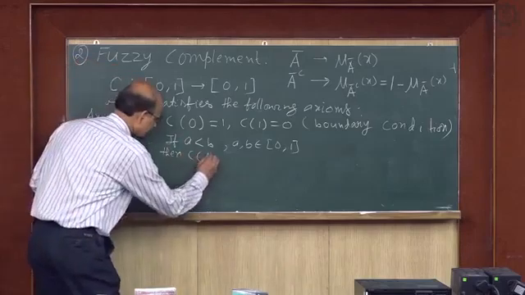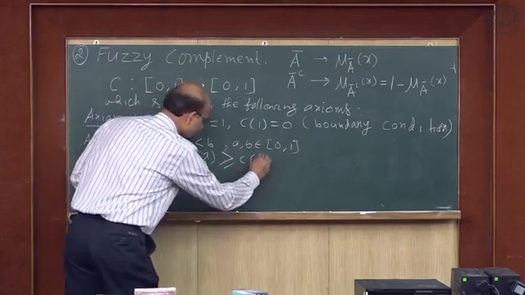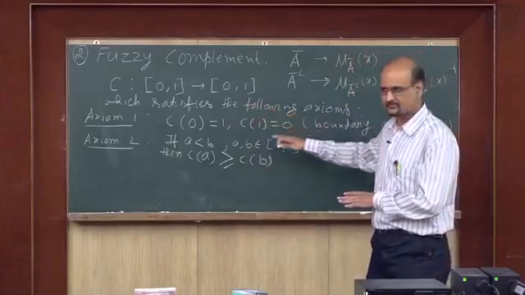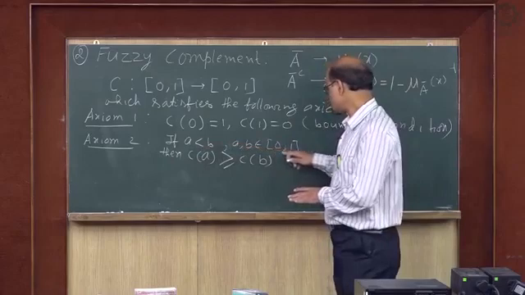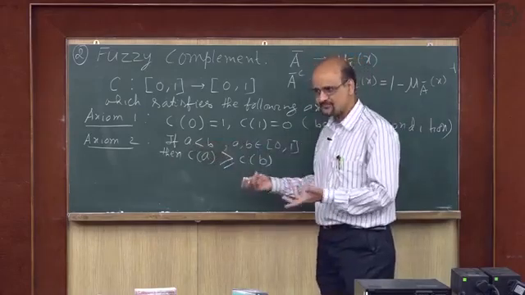Yes, the complement of A should be greater than or equal to the complement of B. You have seen yesterday's figure and examples. Is it okay? That means this A and B belong to [0,1]. That means these A and B are nothing but membership functions actually.